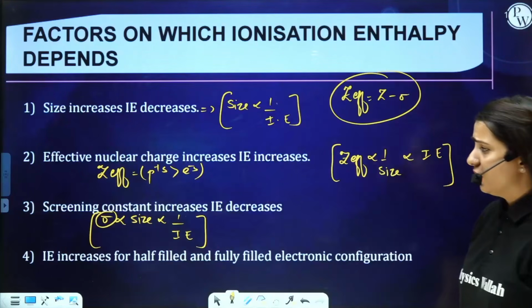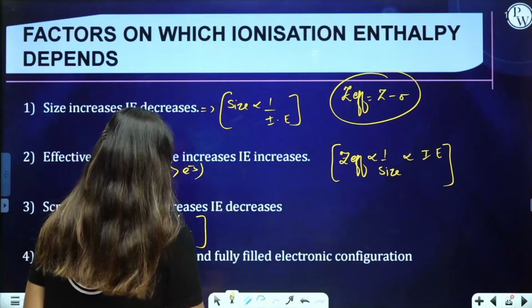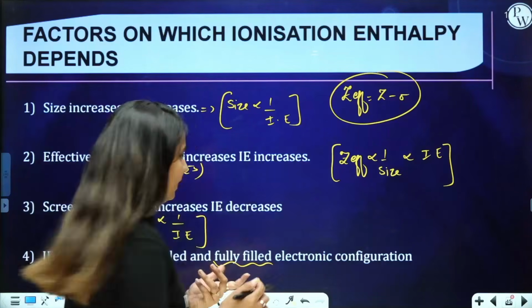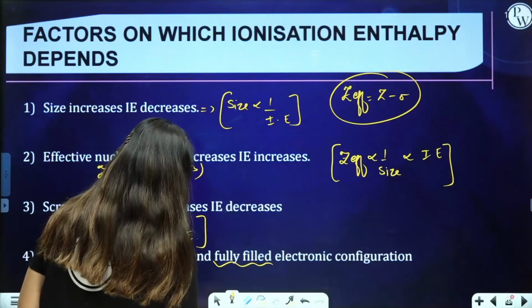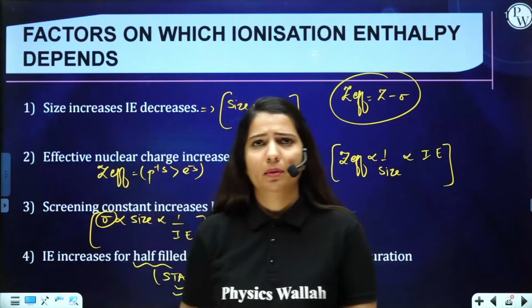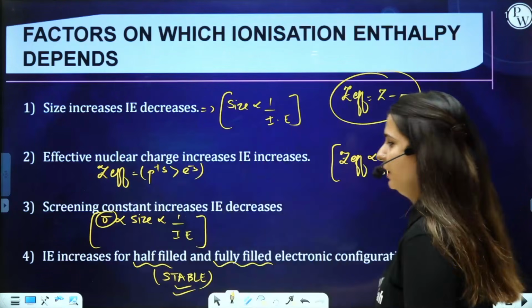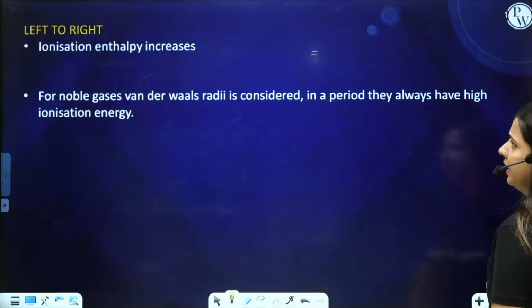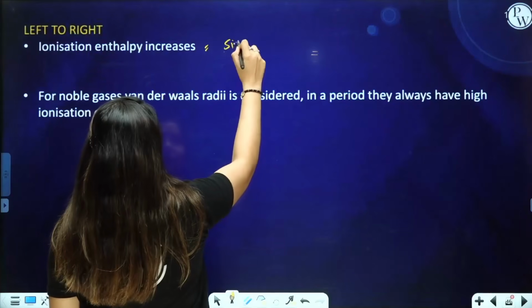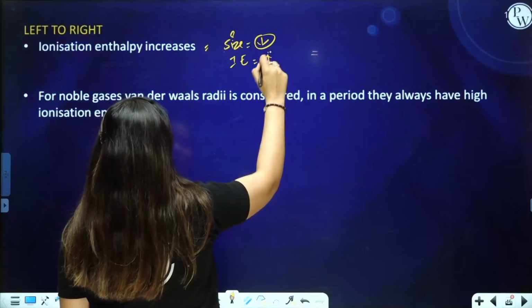Right? Ionization enthalpy increases for half filled and fully filled. What is the big thing in that? You tell me. Because electronically, electronic configuration is stable, na? Half filled and fully filled electronic configuration is considered as stable. So it is stable. So why electron will be out? It will not go out easily. Ionization enthalpy increases. Okay. Left to right, what happens? Left to right when you are moving, size decreases, ionization enthalpy increases.